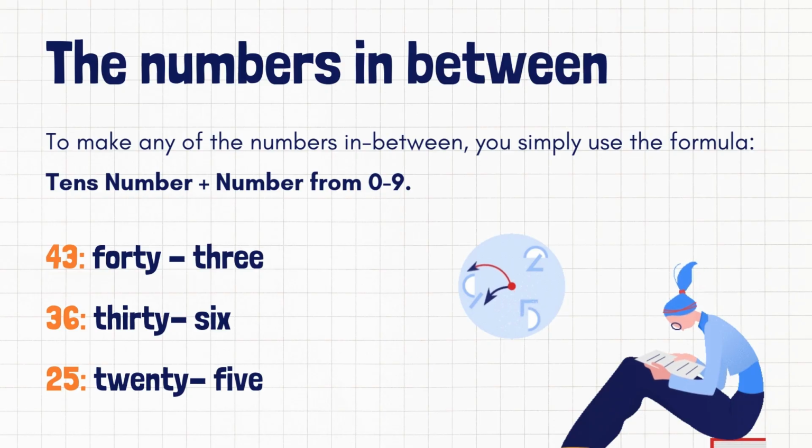The numbers in between. To make any of the numbers in between, you simply use the formula: tens number plus number from 0 to 9. For example, 43, 36, 25.